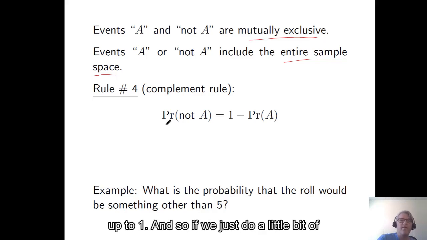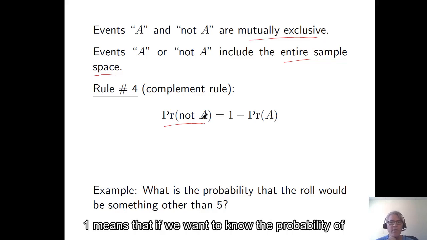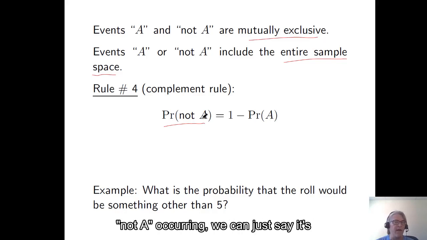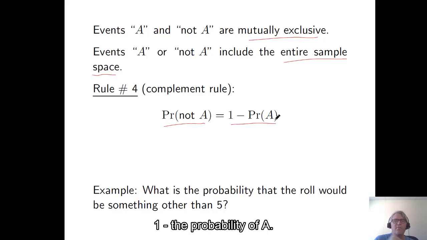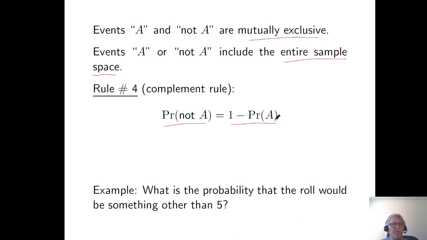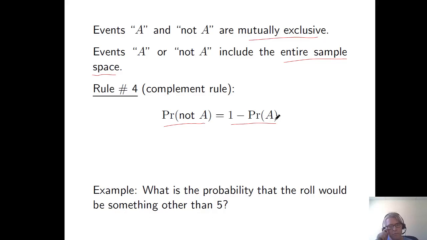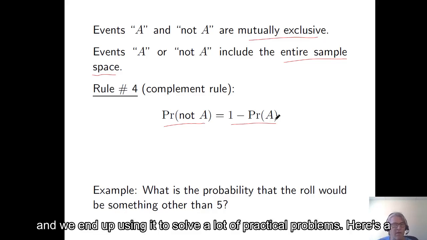And so if we just do a little bit of algebra, we can see that the fact that the probabilities sum to 1 means that if we want to know the probability of not A occurring, we can just say it's 1 minus the probability of A. So we end up using this rule a fair amount of the time. It's just a rearrangement of rule 2. But and rule 3, so we're sort of combining knowledge from both of those things, and we end up using it to solve a lot of practical problems.